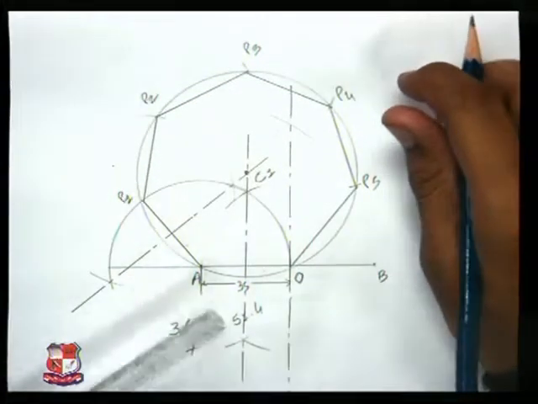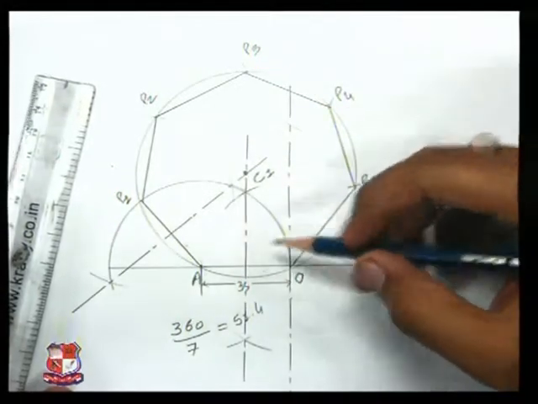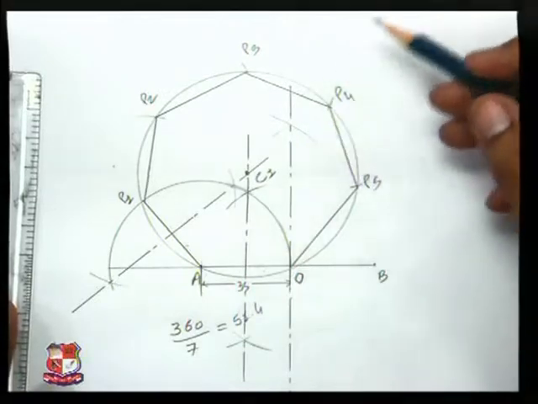If we are having a circle of 70 mm, then each side would be of 35 mm. We will repeat the procedure again.